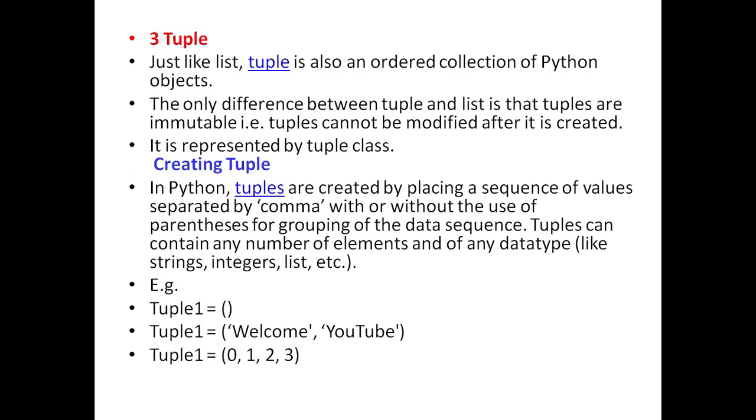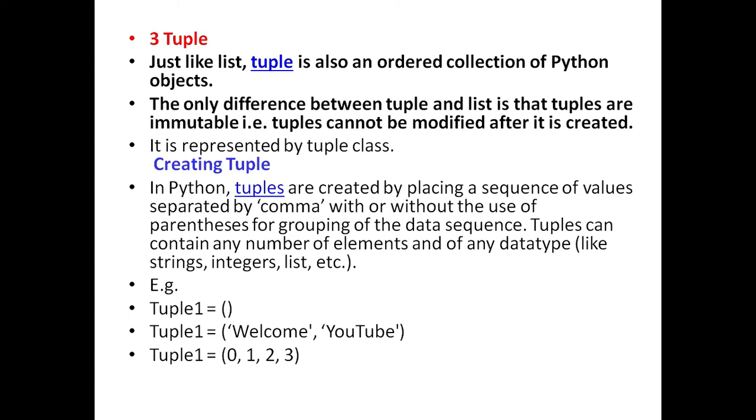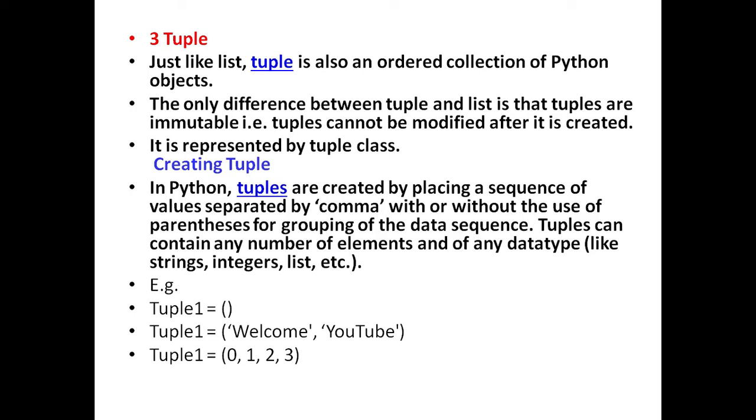Next is tuple. Tuple is also an ordered collection of Python objects. The only difference between tuple and list is tuples are immutable, that is, tuples cannot be modified after they are created. It is represented by tuple class. In Python, tuples are created by placing a sequence of values separated by comma with or without the use of parentheses for grouping of the data sequence. Tuples can contain any number of elements and of any data type. For example, a tuple with "welcome" and "YouTube", or tuple equal to 0, 1, 2, 3.